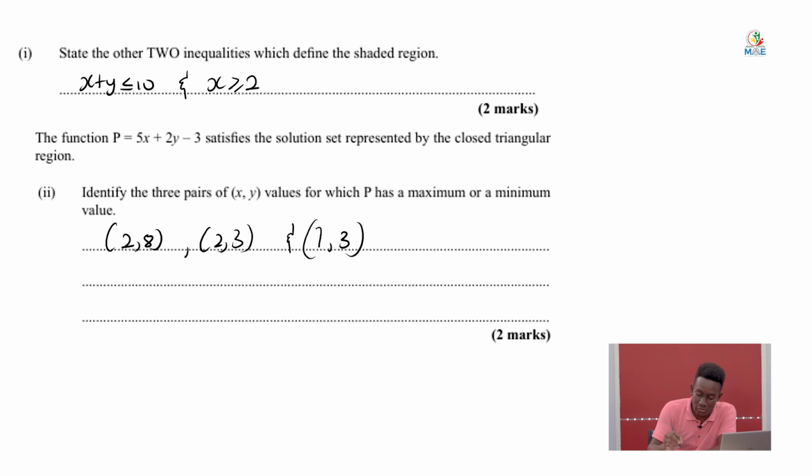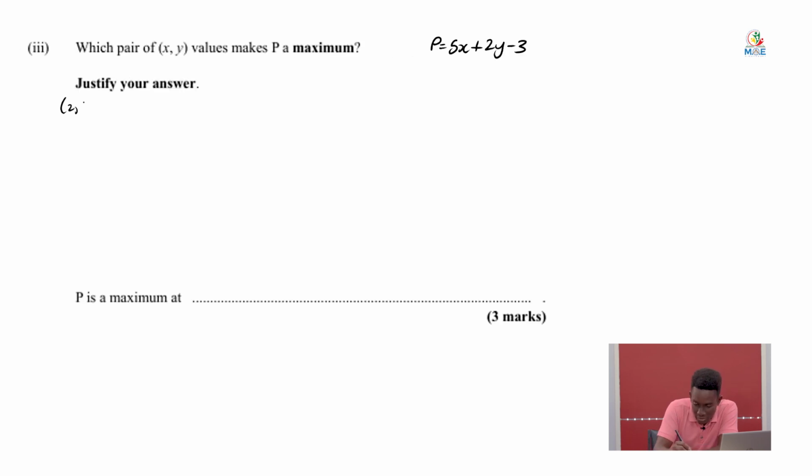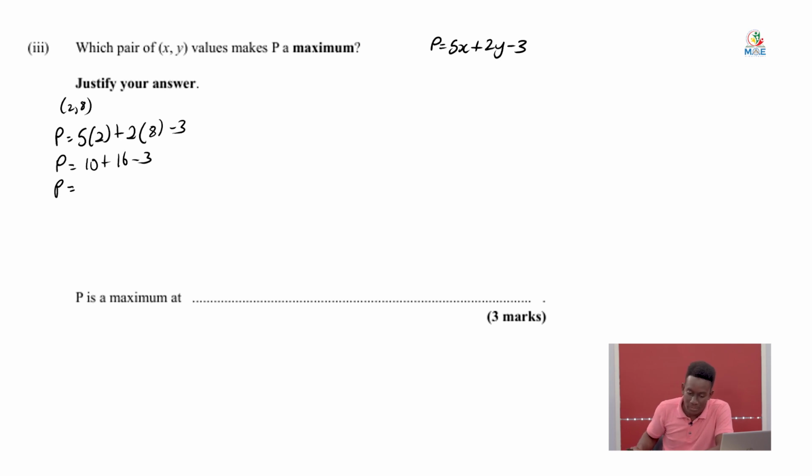So let's use the first coordinate, which is 2, 8. So p would be equal to 5 multiplied by x, which is 2, plus 2 multiplied by y, which is 8, minus 3. So p would be 5 times 2 is 10, plus 2 times 8 is 16, minus 3. Hence p would be equal to 10 plus 16, which is 26. 26 minus 3 is 23. So here p has a value of 23.